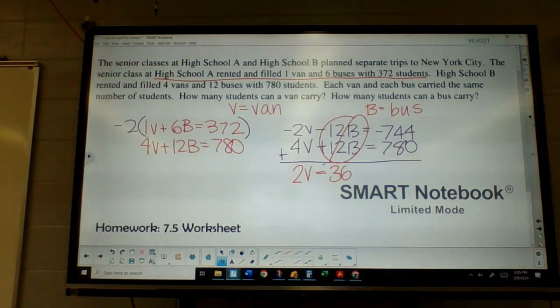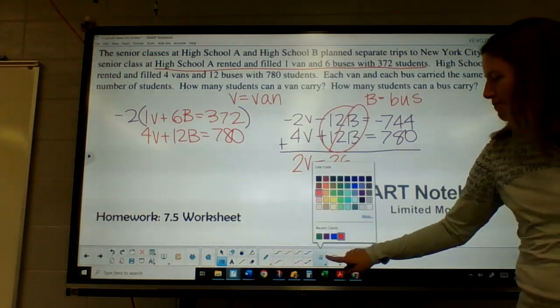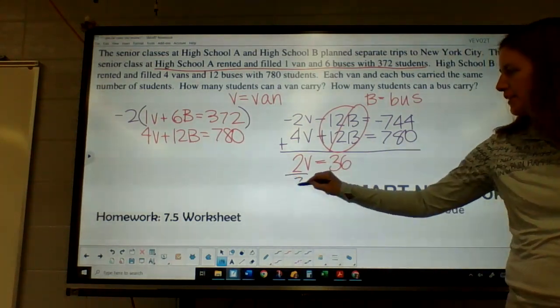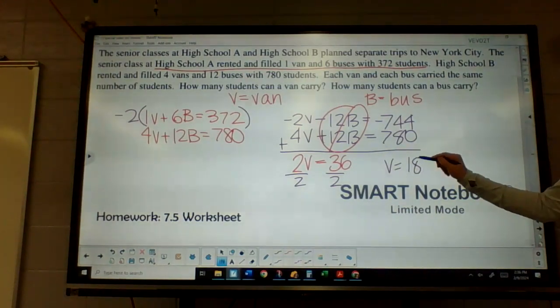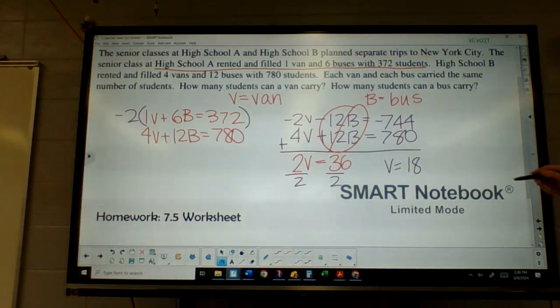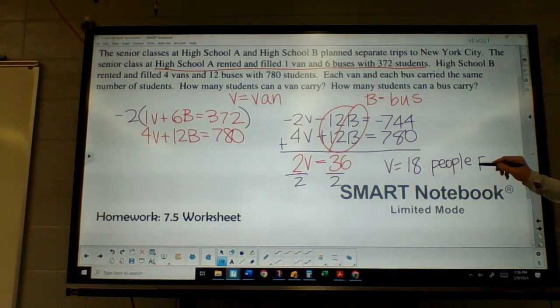I don't know what kind of bands these are, but there's some big bands. We're going to divide by 2. And the V is going to be 18. And 18, it's people per band, right?